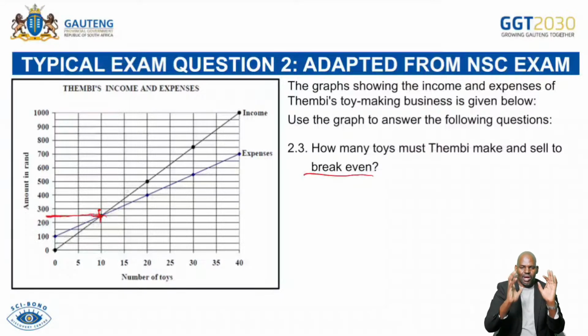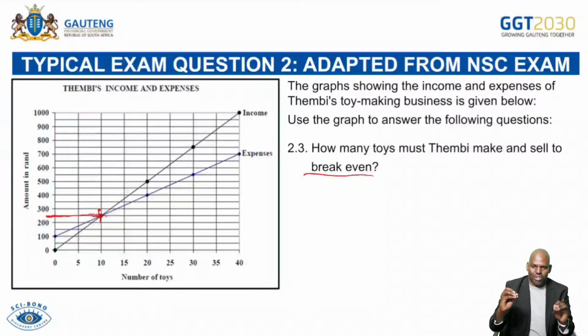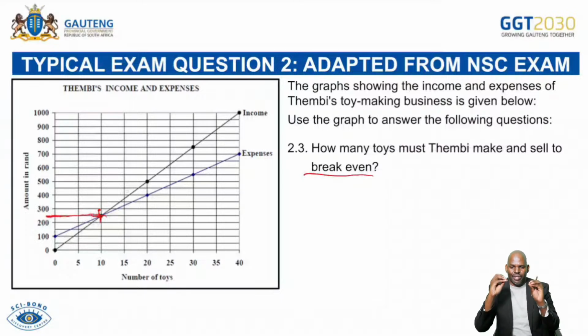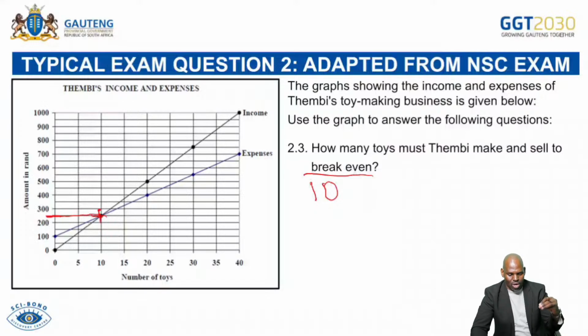If both income and expenses are equal, if both income and expenses are the same, it simply means that is a break even. So for Tembi to break even, in order to break even, Tembi must sell about 10 twice. 10 twice will give her the same amount for income and also expenses.